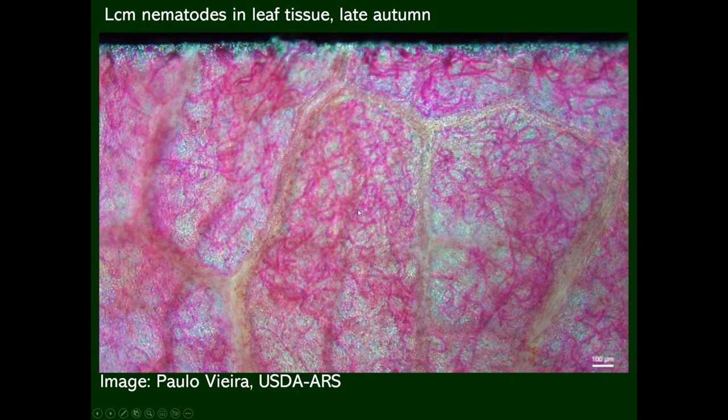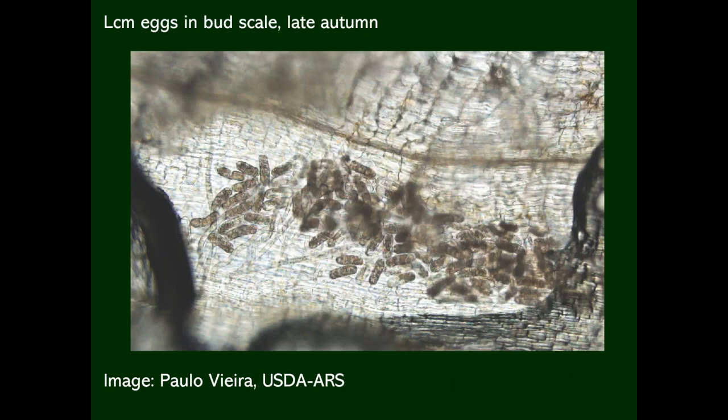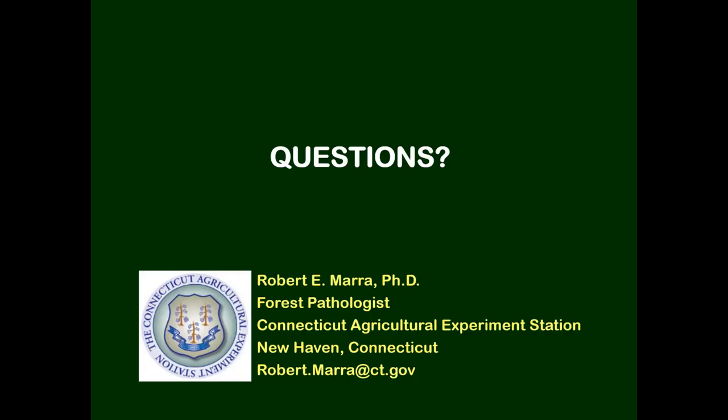We get in the fall, can take one leaf, put it in water, and we can get tens of thousands of nematodes out of one leaf or even a portion of a leaf. This is what eggs look like in a cleared leaf. So this is just demonstrating how abundantly this nematode is populating these leaves. Okay, with that, I have time for questions, I guess.